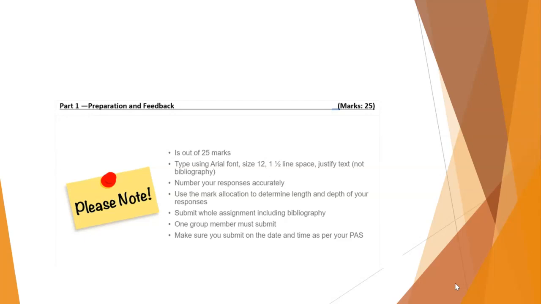So please type using Arial font size 12, 1.5 line spacing, justify your text, not the bibliography. Now, in this part, they should have actually changed that instruction. I just generally copy and paste it across. But in this case, you wouldn't be using 1.5 line spacing, because you'll be completing a table. If you do 1.5 line spacing and font size 12, in no time your table is going to look very clumsy. So you could use maybe a font size 11, which looks presentable in a table, single line spacing, and just normal text.